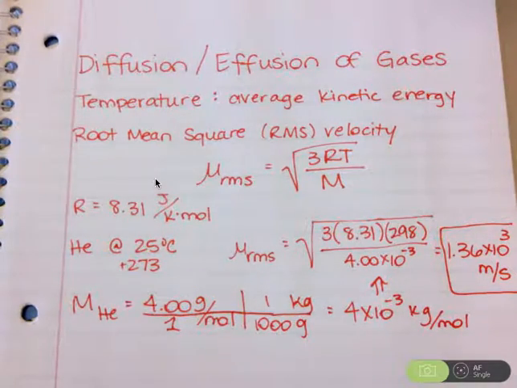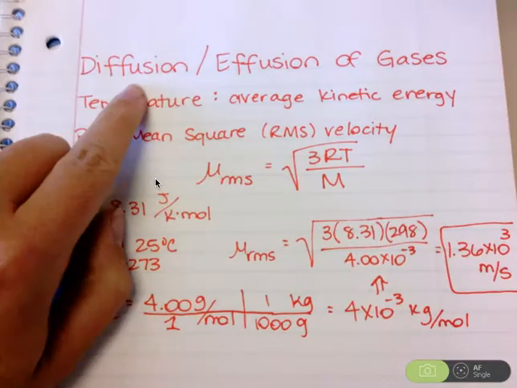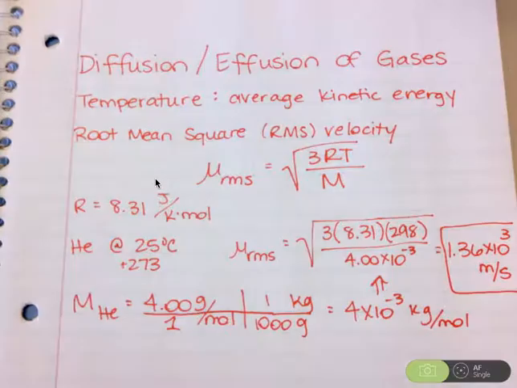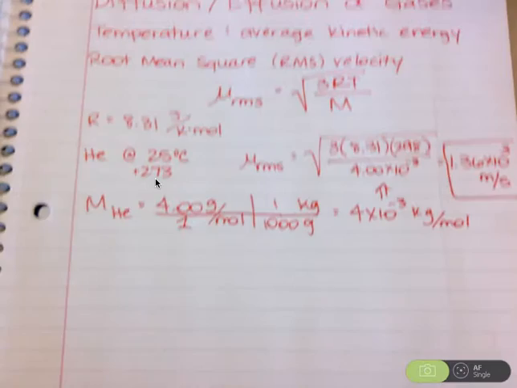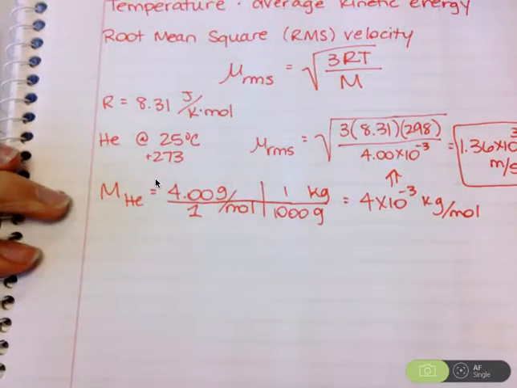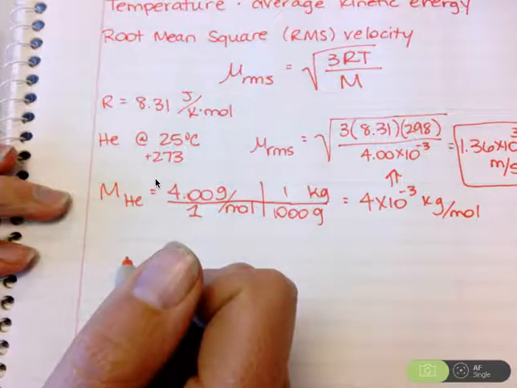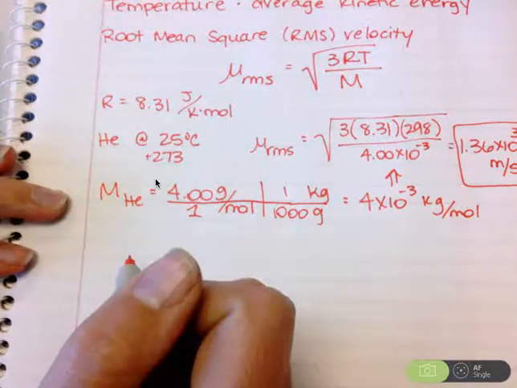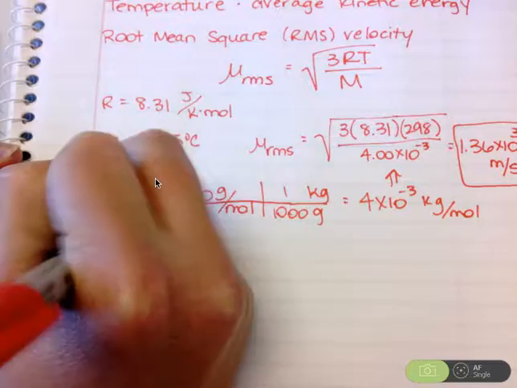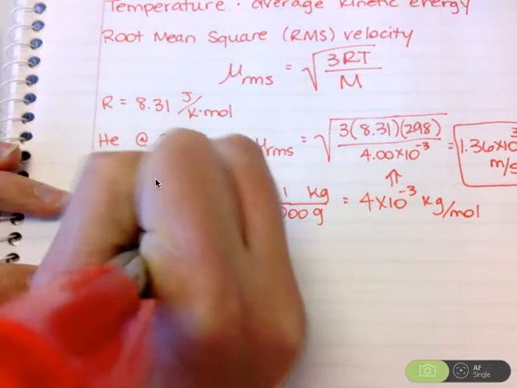Moving on from velocity, we're talking about how we use velocity for gases in the process of effusion and diffusion. So we're going to start with diffusion first and then talk about effusion. For diffusion, we're going to first talk about what that definition is. So let's start with diffusion.